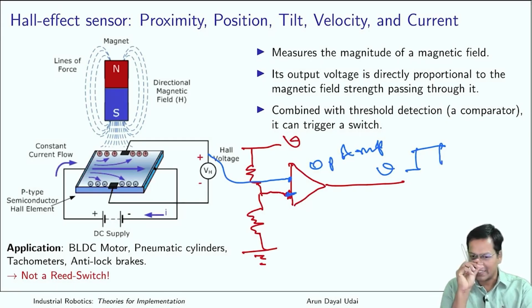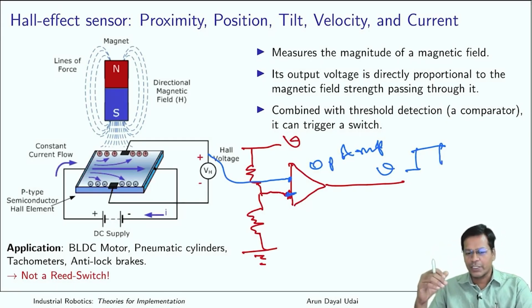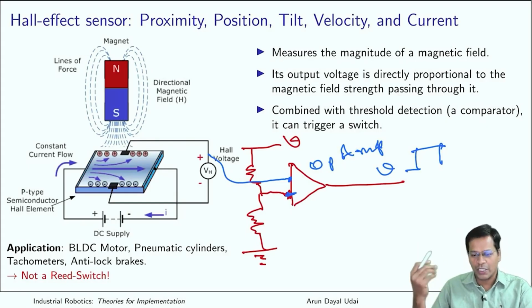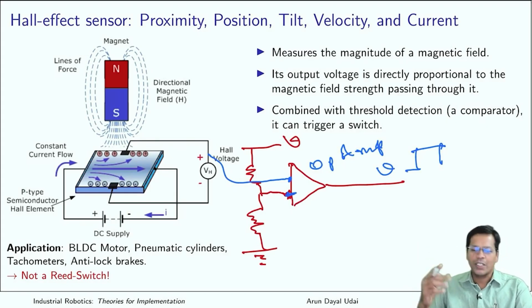So using a comparator, you can trigger a voltage. Okay, you trigger it like a switch. If the voltage goes beyond a certain value, it is high; less than that, it is zero. So that is how it is used as a counter.